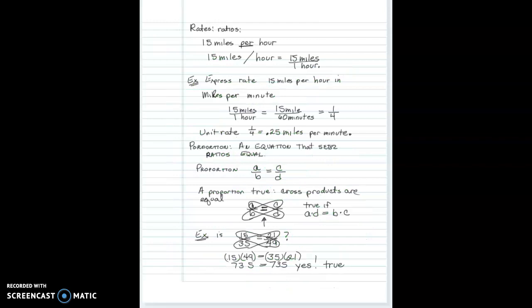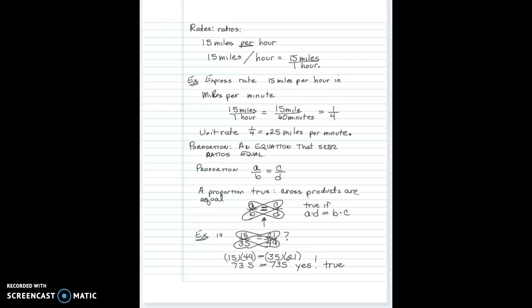When we look at rates, we're also looking at ratios. If I have 15 miles per hour, I look at that word per almost like being the slash line in a fraction. So that's 15 miles over 1 hour. If I'm asked to express 15 miles per hour in miles per minute, that's 15 miles over an hour. But we know an hour is 60 minutes, so that's 15 miles over 60 minutes. And that 15 over 60 will reduce to 1 mile in 4 minutes.